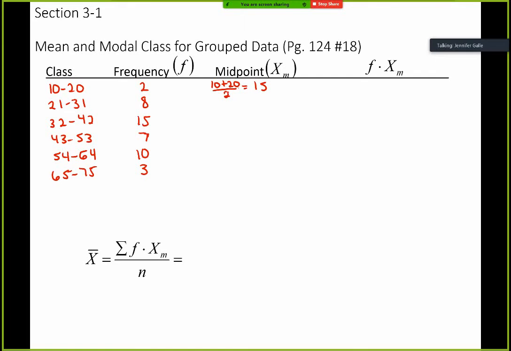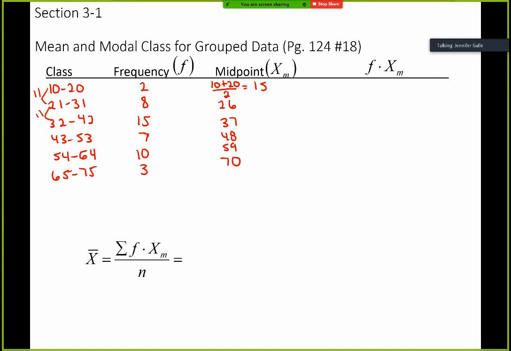If you need to keep adding and dividing by 2, you can. Otherwise, our pattern, we're going up by 11 each time, so our midpoints will also go up by 11 each time. Just remember that little shortcut. So we should have 26, 37, 48, 59, and then we land right on 70.